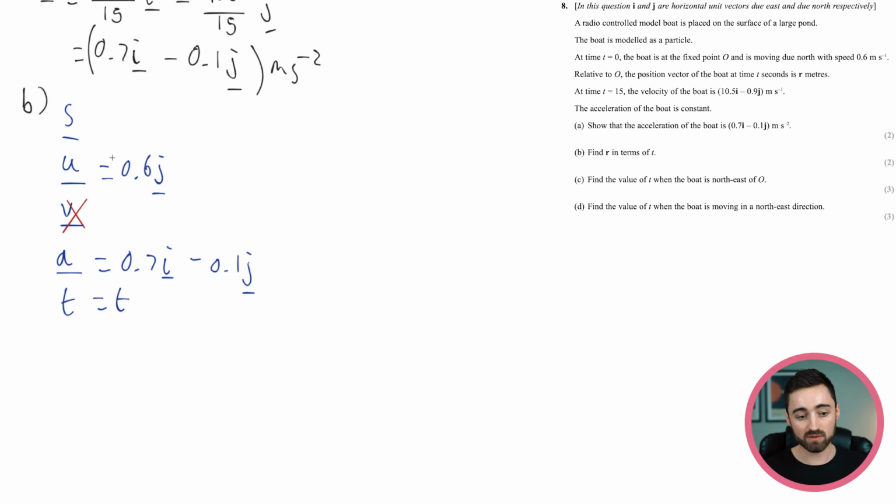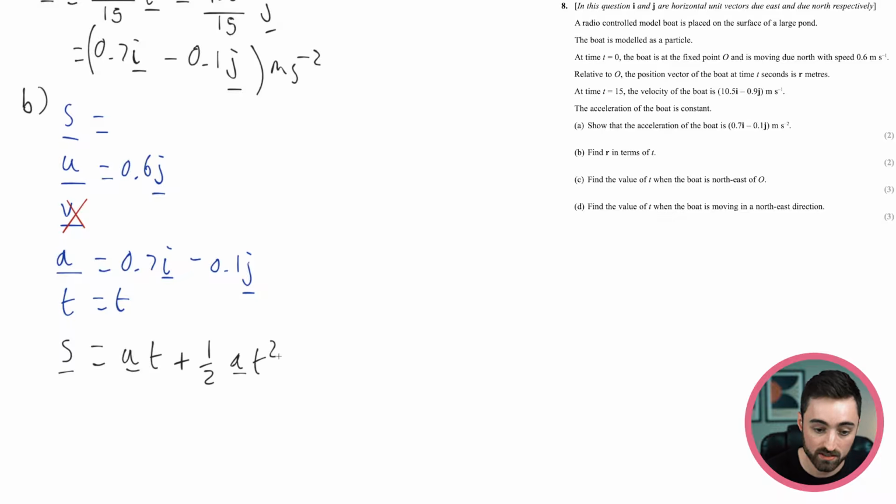So the question is, how do we get S now? Well, what is the equation that relates S to U, A, and T? It is S equals UT plus a half AT squared.